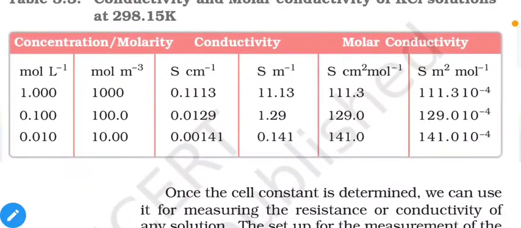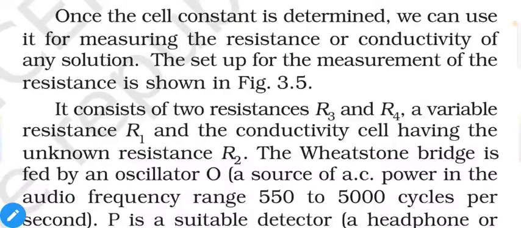Different concentrations and conductivity values are mentioned in this table. You can see it. Once the cell constant is determined, we can use it for measuring the resistance or conductivity of any solution.